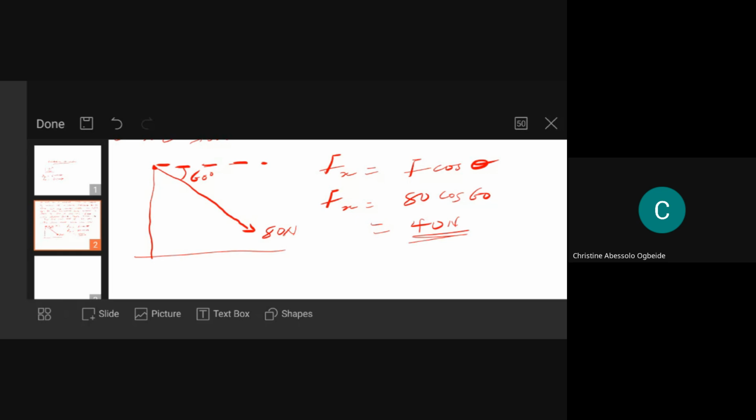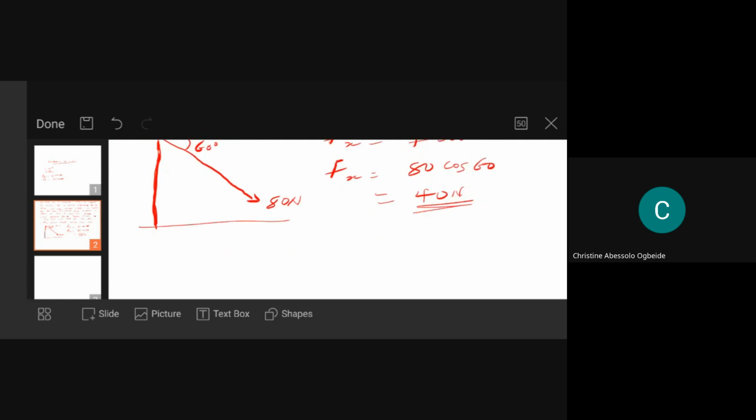Now, the second aspect of the question also said we should find the force that will bend the nail. The force that will bend the nail will be acting along the vertical line. So it will be the vertical component of the force. Still the same inclination. I'm going to solve for my F of y. All right. And then my F of y, we said, is equal to F sine theta. So F of y becomes 80, which is the force, times sine 60.